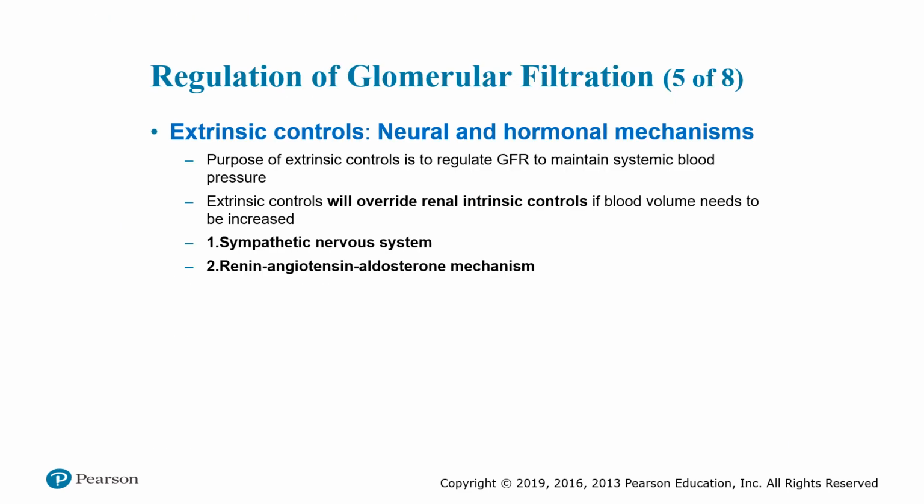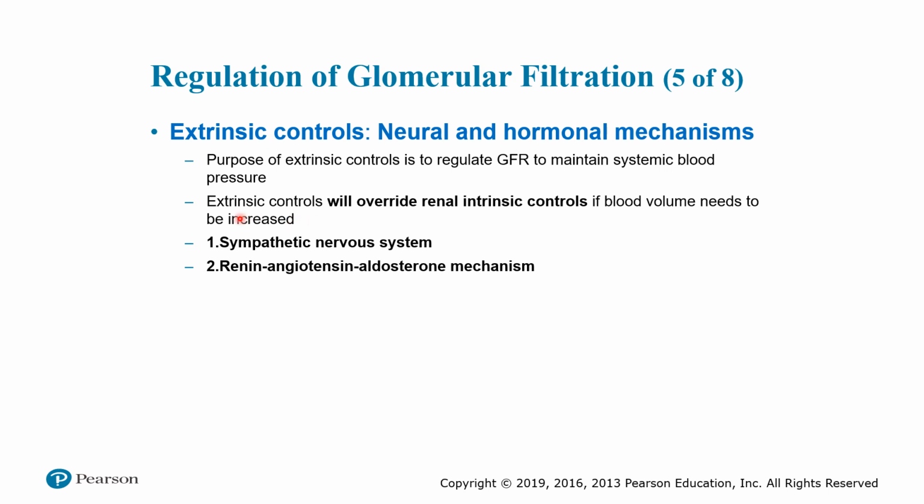Now let's go over the extrinsic controls. So remember, the primary purpose of the extrinsic controls is to maintain the blood pressure. Their primary purpose is not to maintain the GFR. They are maintaining the GFR to maintain the blood pressure. So the extrinsic controls are the neural and the hormonal mechanisms. The purpose of extrinsic control is to regulate GFR to maintain systolic blood pressure. Extrinsic controls will override the renal intrinsic controls if blood volume needs to be increased.